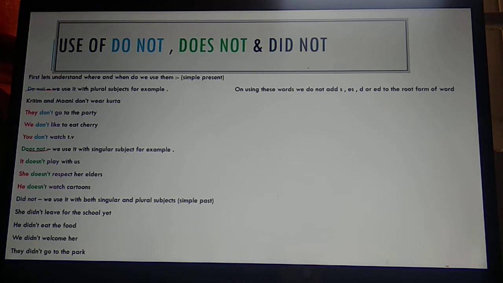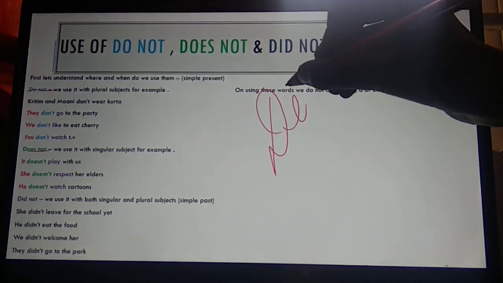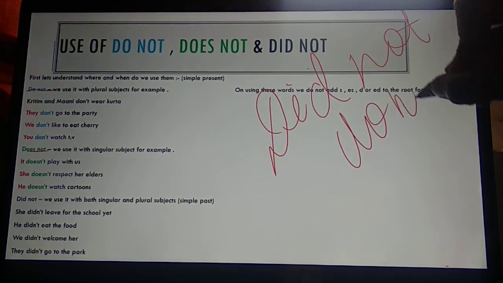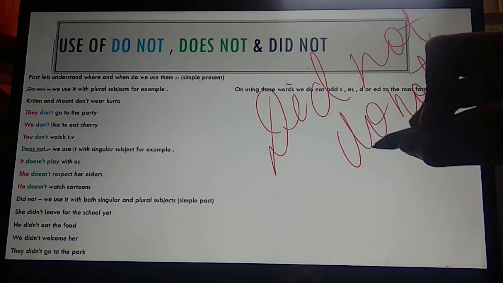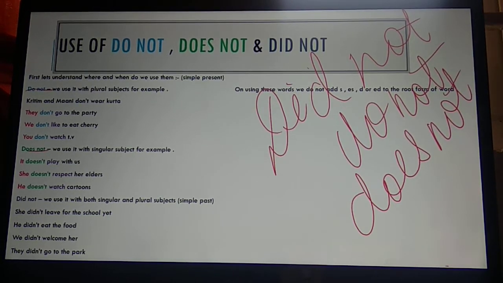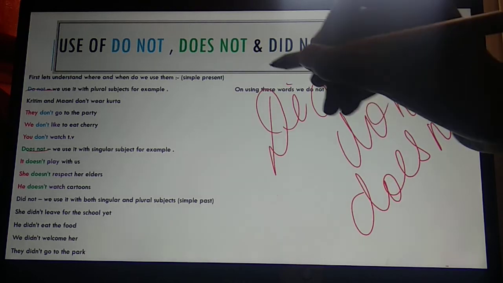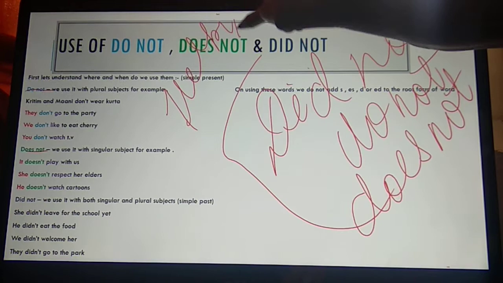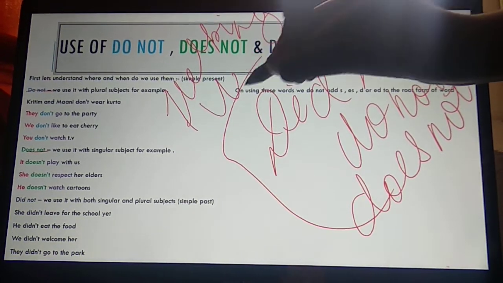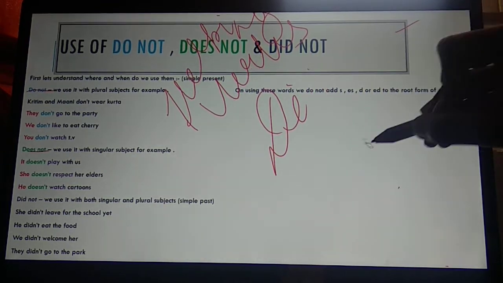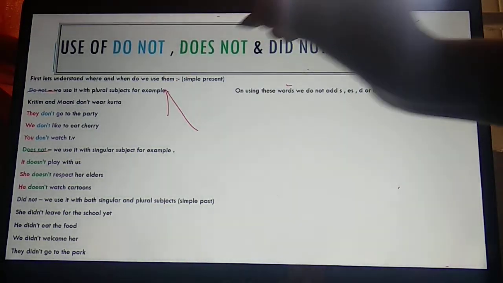Now you must be wondering what kind of words did not, do not and does not are. So for your kind information, they are helping verbs. Okay, always remember that these are helping verbs. These words are helping verbs actually.